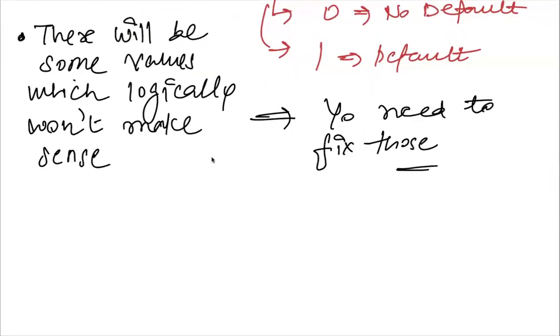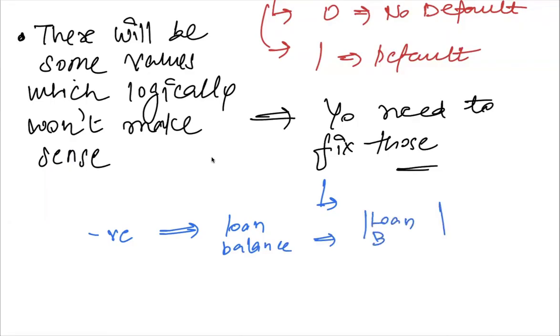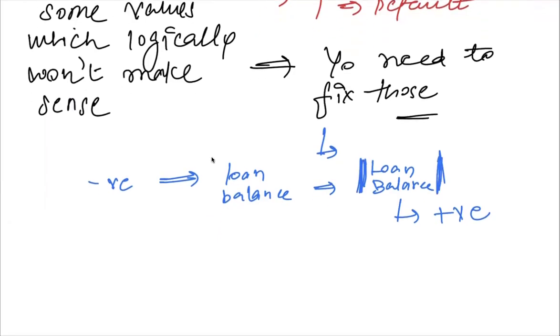All right, so how can you fix these values? Let's say you see a negative loan balance. You know that a loan balance cannot be negative, so you just take the absolute value of the loan balance, which will make it positive. Same for interest rate. You can take the absolute value of the interest rates.